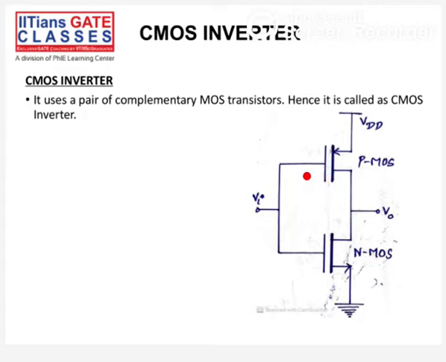So we can see it is a pair of MOS transistors, and both are opposite to each other. One is NMOS and the other is PMOS. That is why they are called complementary MOS transistors. So it is called CMOS. C means complementary. So complementary MOS transistors means CMOS inverter. It acts as an inverter; its working we will see. Just understand its name and how it looks.